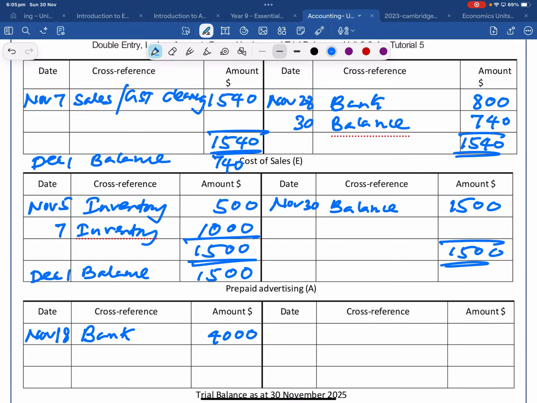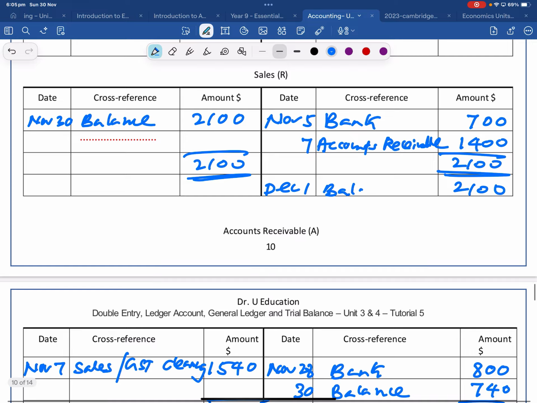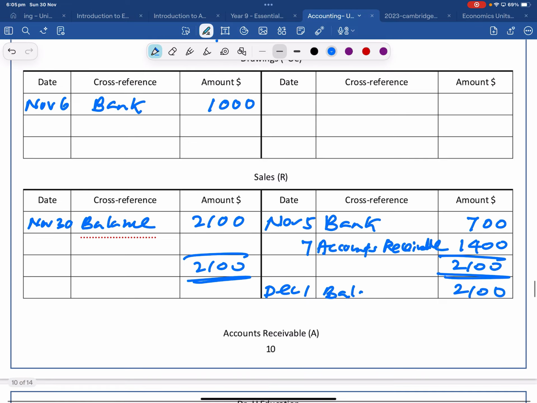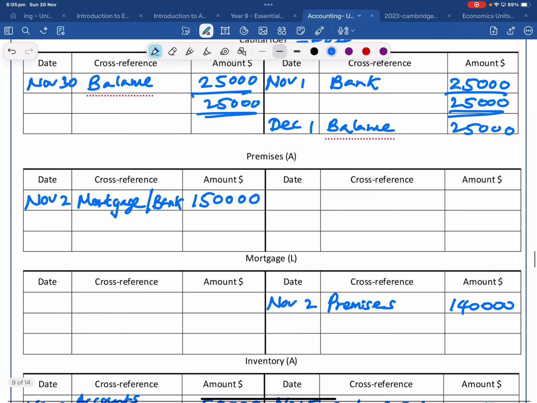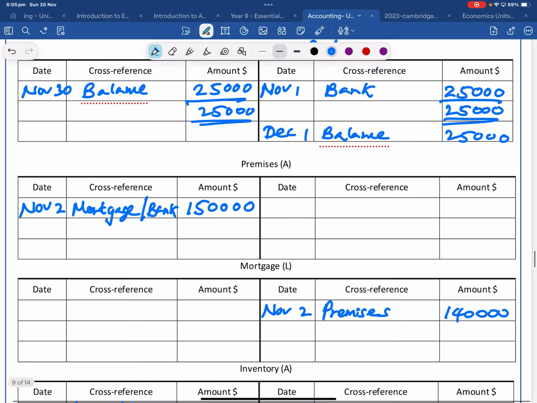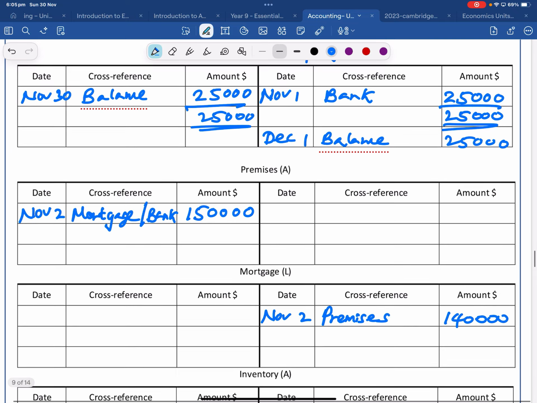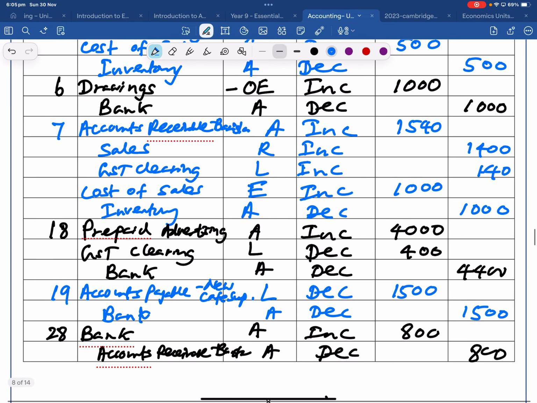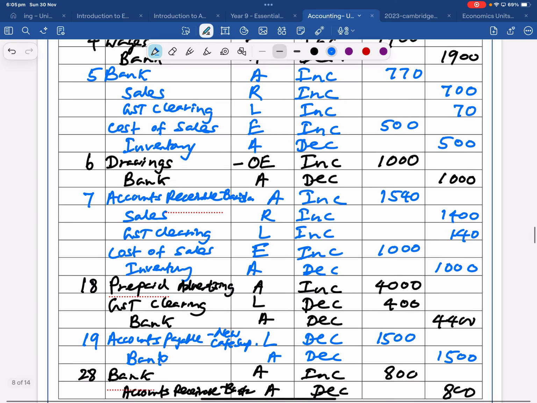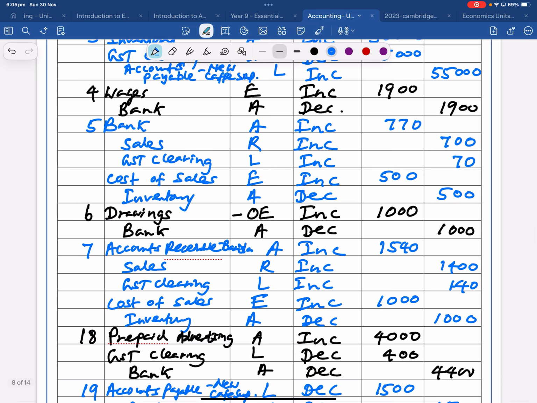Yeah, which one? Analyzing chart? Wait, in the trial balance, do you have to write the accounts payable name as well? If it was given, you have to write it. Otherwise, you don't have to. Basically, we write the exact same term of the ledger account in the trial balance.